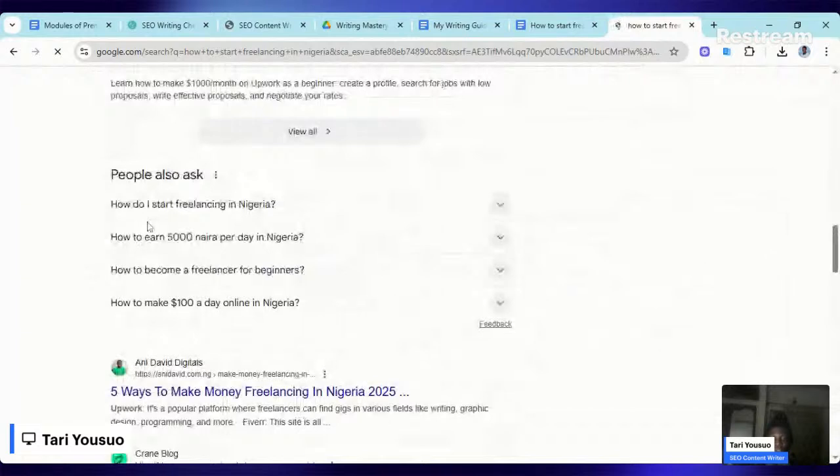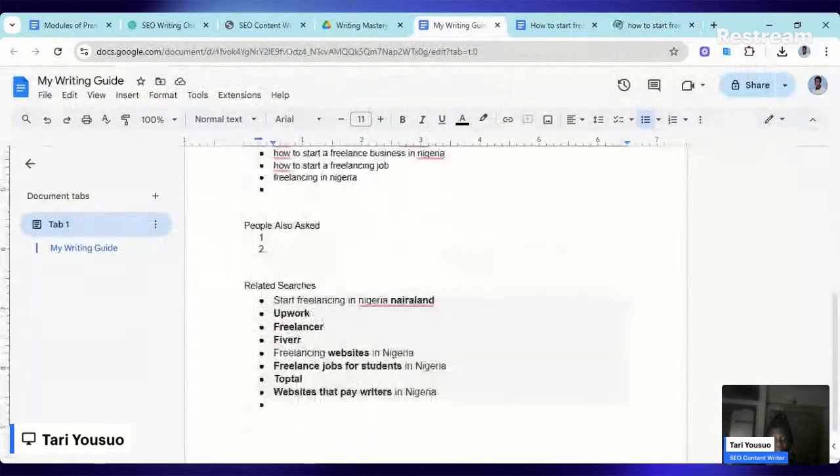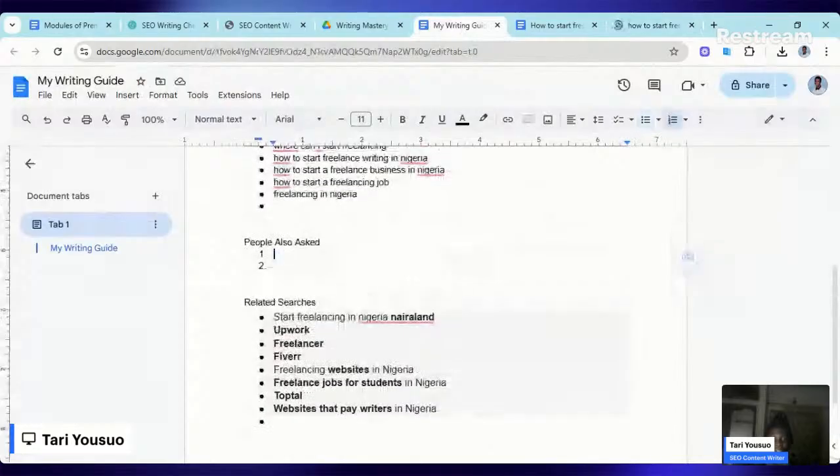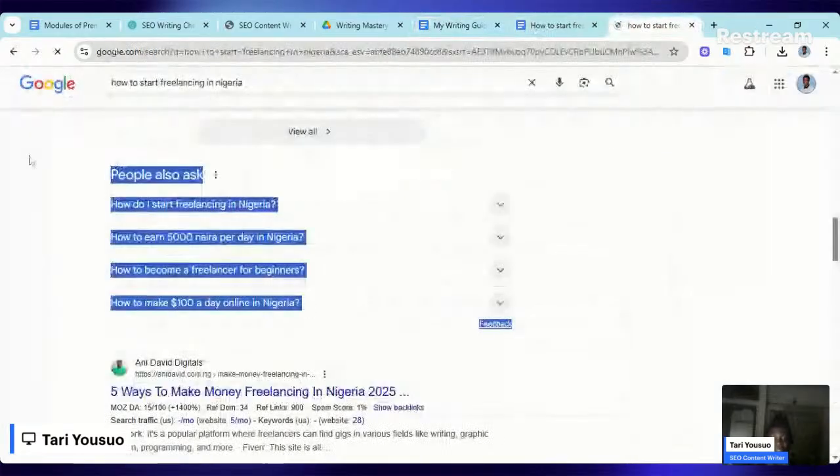So this is what I was looking for. The people also ask section, and you clarify the problem that you are trying to solve. So I've gotten auto suggestions. Now to get the people also ask. And as an SEO content writer, this part of Google is your best friend. This part where it says people also ask section.